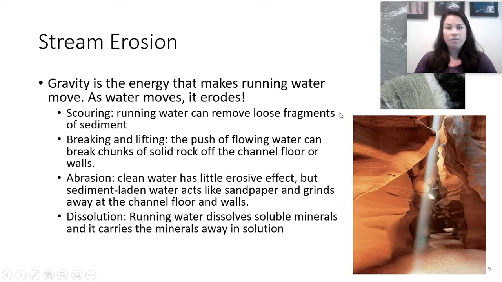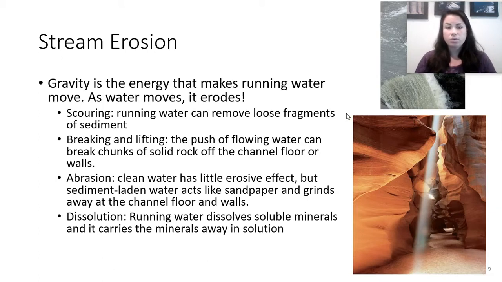So gravity is basically the energy that makes the running water move from a high topography to a low topography. And with it, it tends to erode away sediment. So we have a few different ways that streams do this. We have scouring, which is where running water can remove loose fragments of sediment. We have full-on breaking and lifting, which is where a big flow of water can break off huge chunks of solid rock off of the floor or a wall.